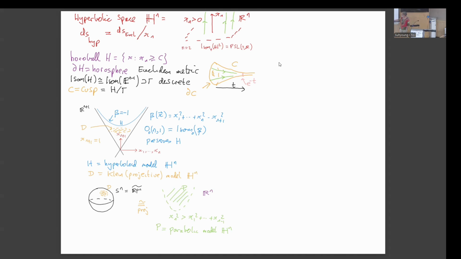There's correspondingly a parabolic model where the hyperbolic plane is the set of points lying above a parabola. And that will be important when we're talking about generalized cusps. So I'll talk more about that later.